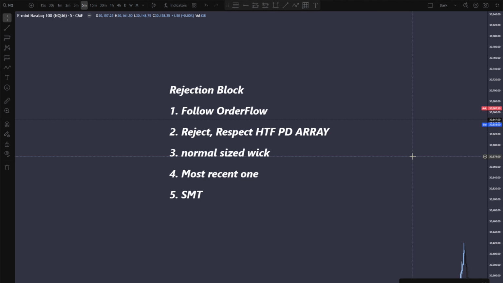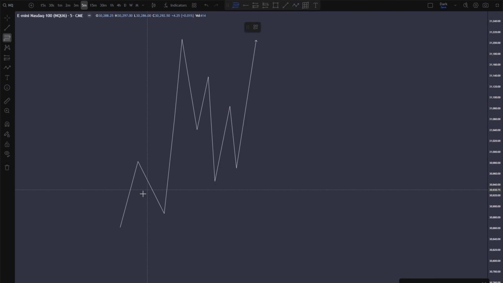All right, it must be the most recent wick. Okay, it can't be like a wick from yesterday or something random. And then SMTs give the rejection blocks confirmation. Okay, boom. All right, so here we have, right, down here is discount of the range.